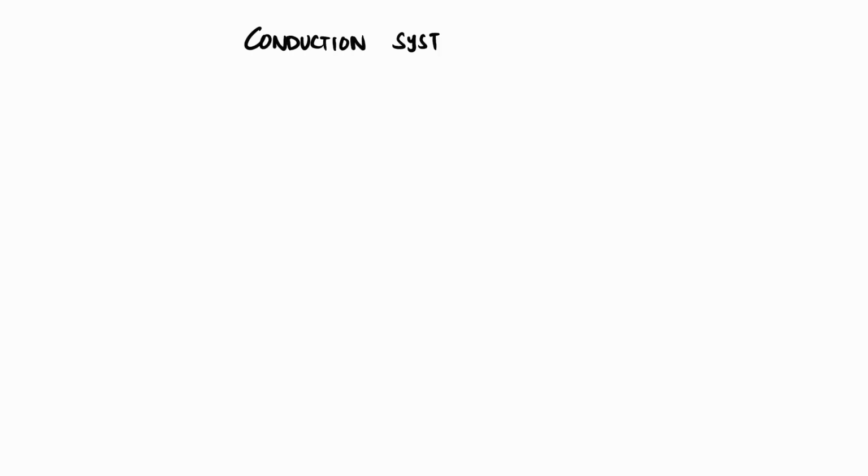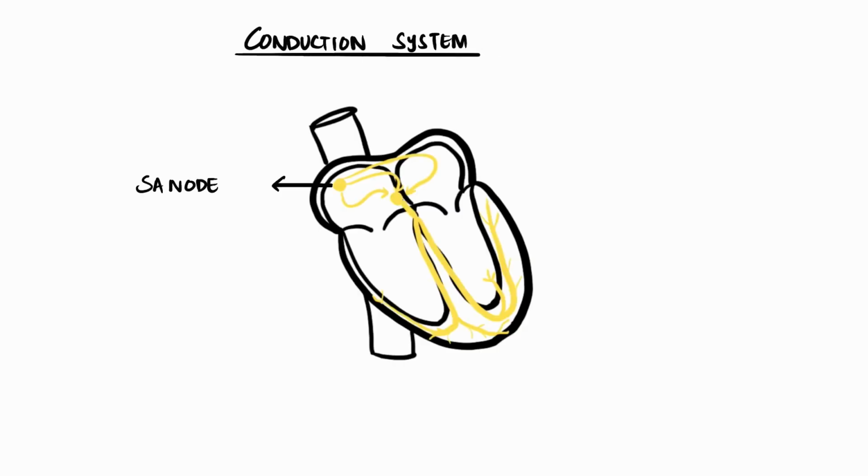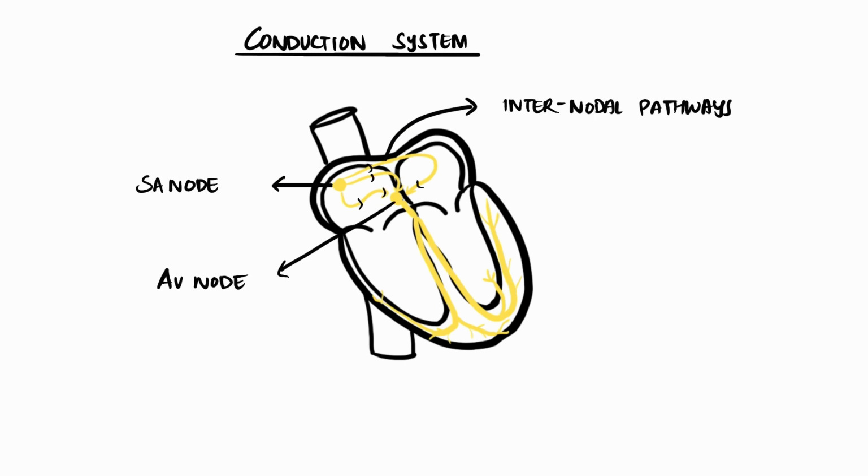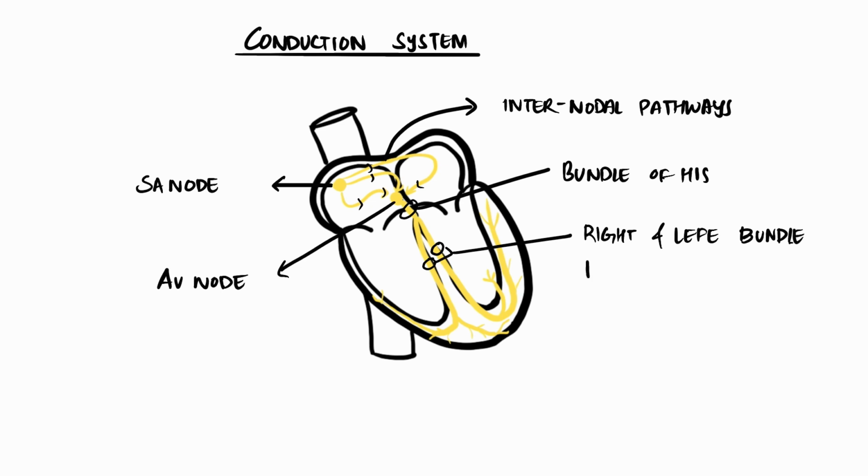Now let's look at the conduction system of the heart. This system includes the sinus node, which is also known as the sinoatrial node or SA node. Then there are these internodal pathways that carry signals from the sinus node to the atrioventricular node and then to the bundle of His. And then the impulses are conducted to the right and left branches of Purkinje fibers, which spread the signals throughout the ventricles and cause the heart to contract and pump blood.